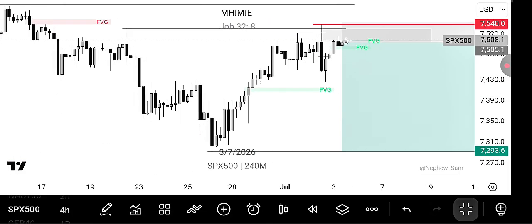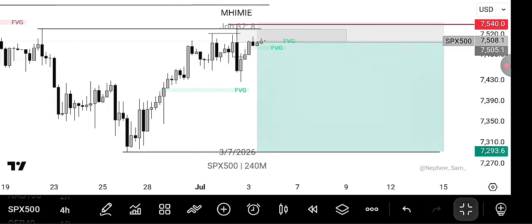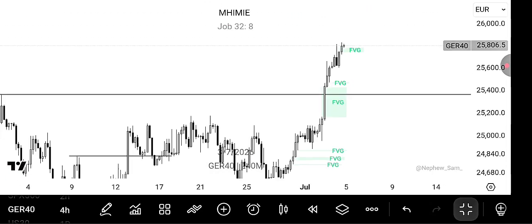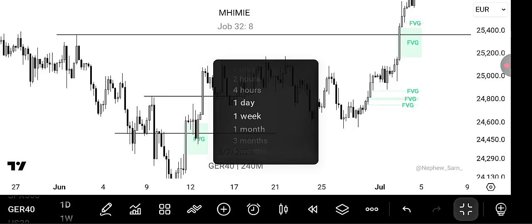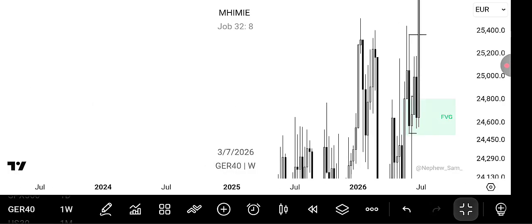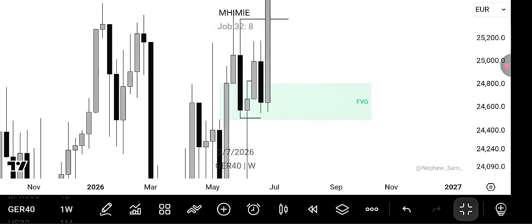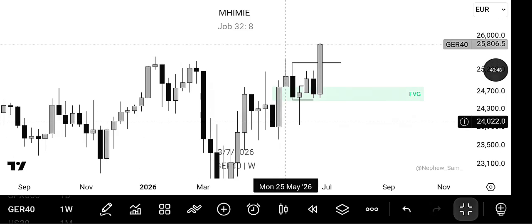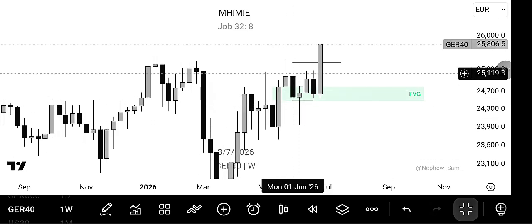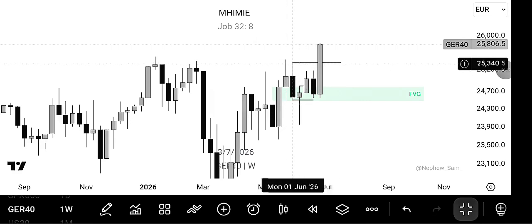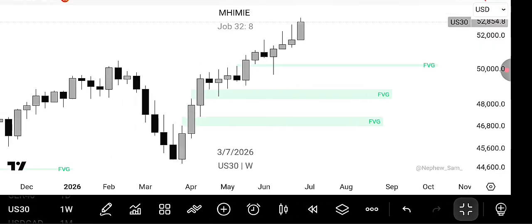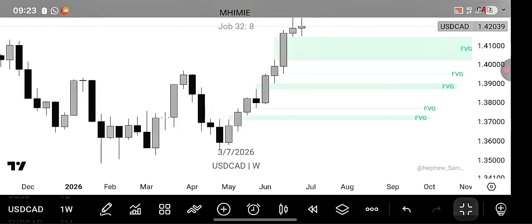Right, so this is how it looks right here. So GER40, there is nothing except price has completed its target, giving us a power of three. We had a sweep, right, and a break of structure right here. Price took out the target. Okay, so that's that for GER40. US30, there is nothing. I can't see anything on US30.